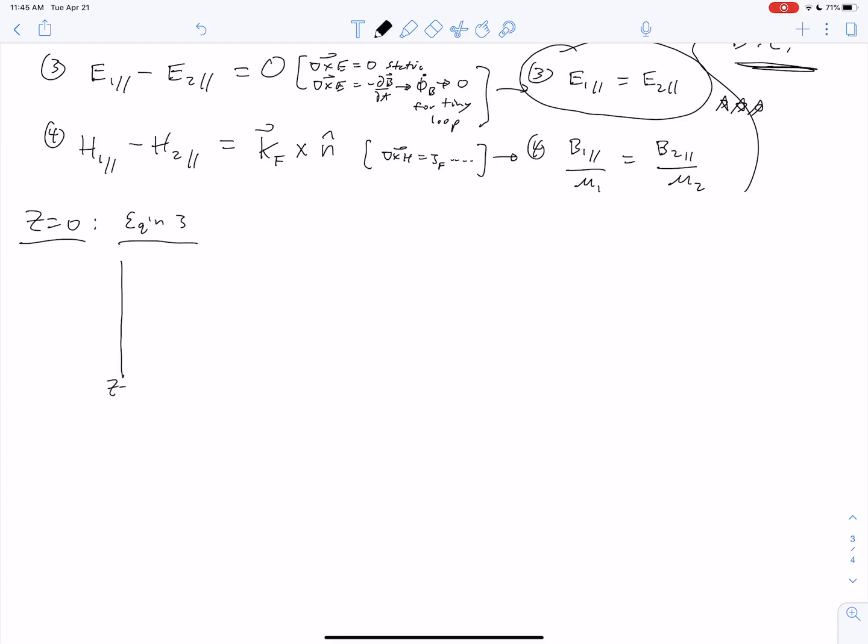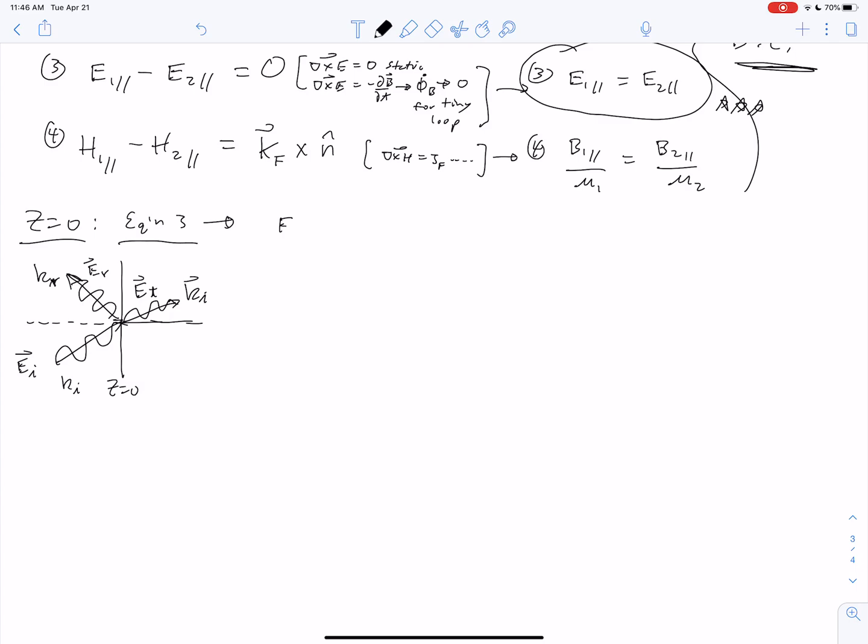Here's the interface, z equals 0. And here's my incident wave. Here's my transmitted wave, K transmitted. And so I'll call that E incident. And this one is E reflected, sorry. And then this is my transmitted wave, and it looks like that. And that's E transmitted. Okay, that's the situation.